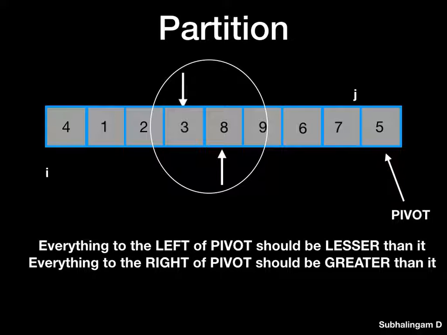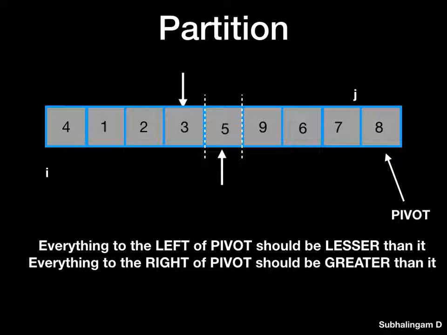When i becomes more than j, we can find a position to fit the pivot such that the condition is satisfied. In this case, I swap the ith position element with the pivot, and I notice that everything to the left of 5 is now less than or equal to 5, and everything to the right is more than it. Now we have a subproblem to solve: the left subarray and the right subarray can be solved independently by making another partition.